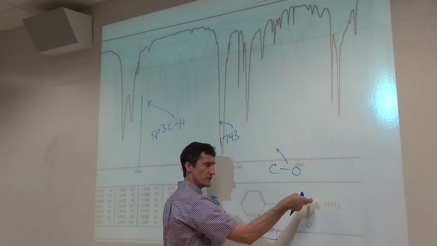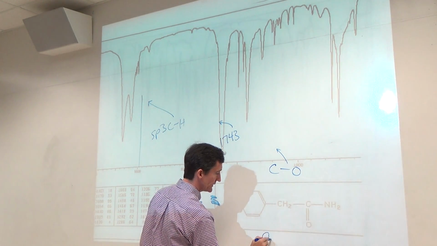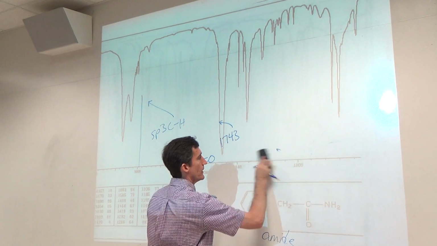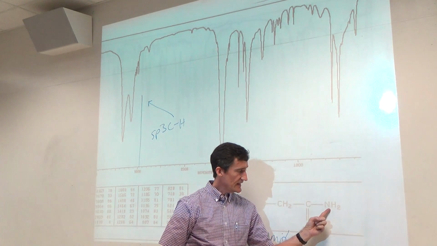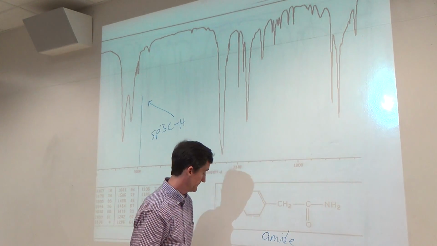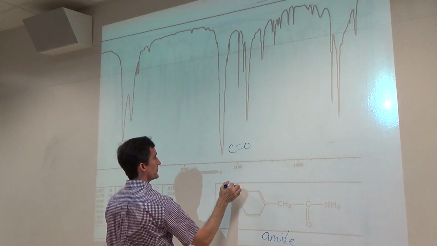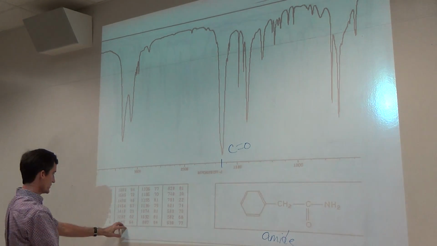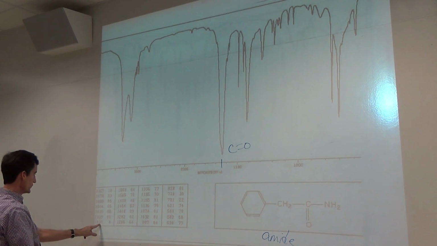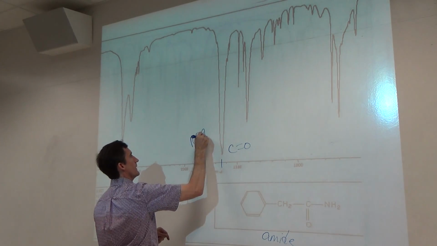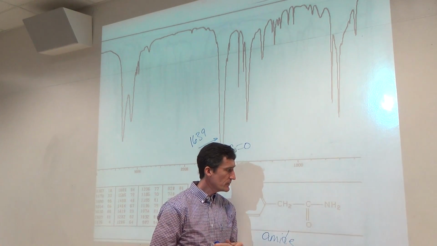Next compound has a carbonyl bonded to a carbon on one side, nitrogen on the other, and so this is an amide. It's actually a primary amide, because with amides, the nitrogen can have substitution and it still remains an amide. Carbonyl. If you'll note, this is fairly low carbonyl at about 1639. Looks like to me. See how that's low? And as we said earlier, amides do have low carbonyls.